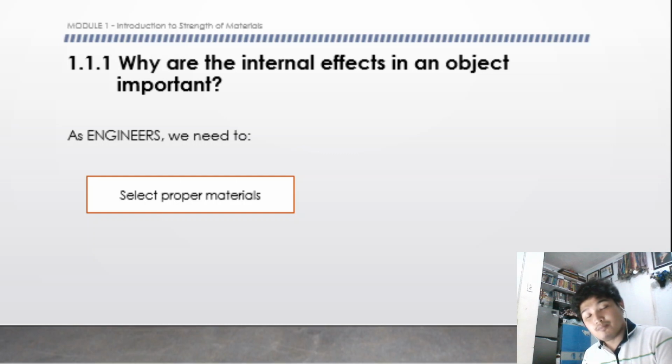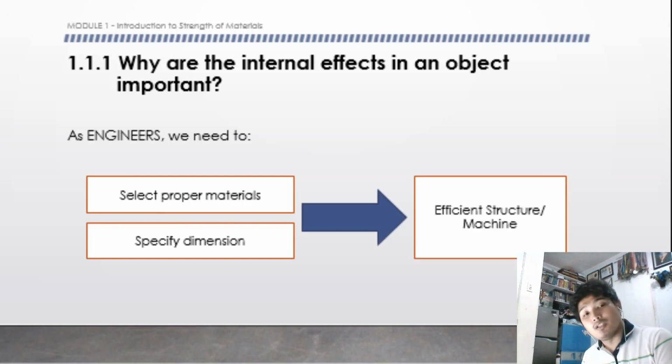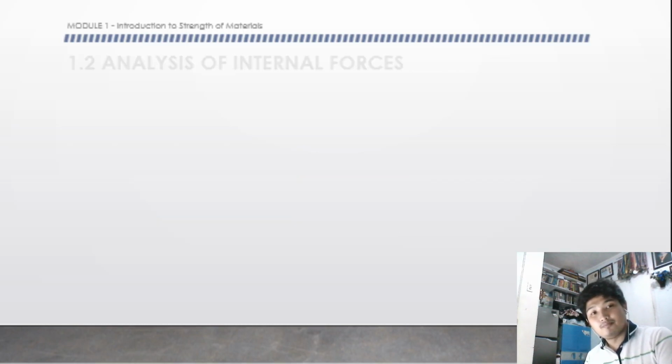So, para malaman natin yung proper selection ng material, dapat alam natin kung paano nagbe-behave yung material na yan. And then, after selection ng proper material, kailangan naman makapag-specify tayo ng correct dimension. Napakahalaga ng correct dimension, hindi naman kasi pwedeng sobrang liit, kasi sobrang liit will lead to failure. Hindi rin pwedeng sobrang laki kasi hindi siya economical. So, yun yung goal natin as engineers na makapili ng tamang material na gagamitin at the same time specify yung correct dimension. And then once na makuha natin yung dalawang yan, so that will lead to an efficient structure or machine. Okay. Next.